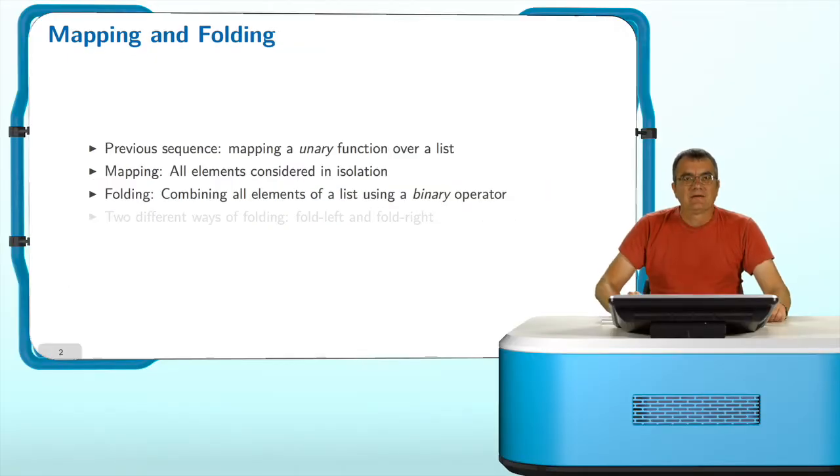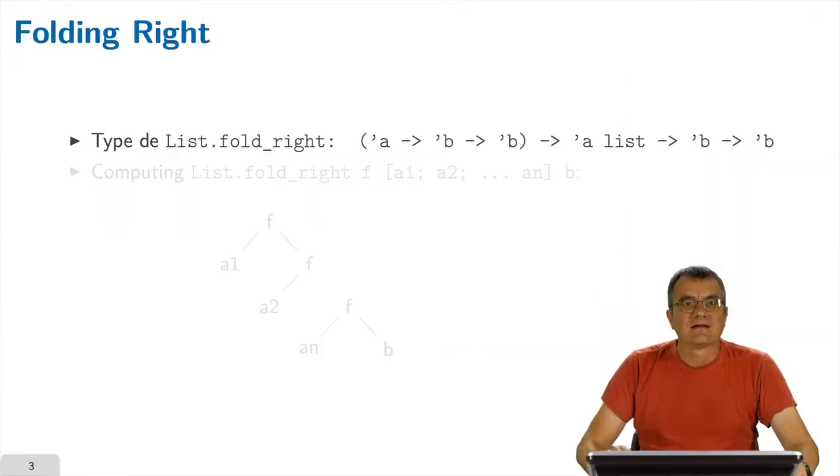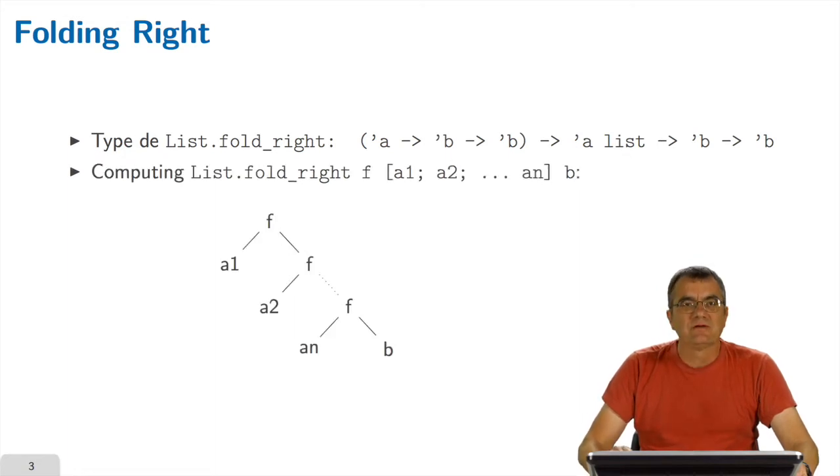Now, while mapping applies a unary function to all elements of a list, folding combines them using a binary operator. However, things become a little bit more complicated when using a binary operator, since there are two fundamentally different ways of folding a binary operator over a list. One is called fold left, the other one is fold right, as we will see on the next slides. Let's first start with the list fold right operation.